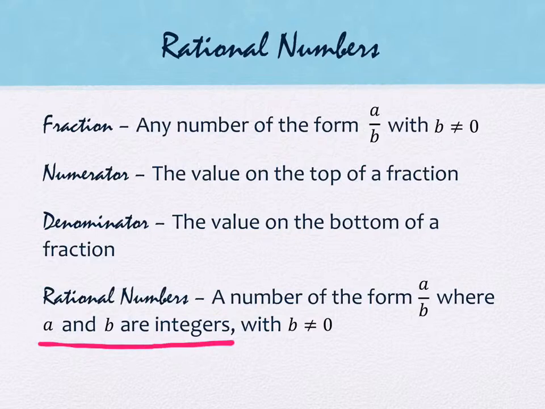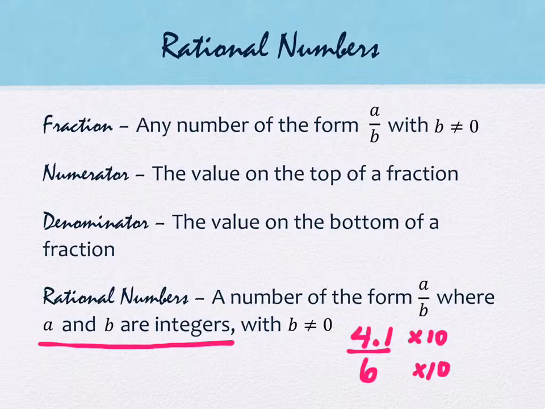And maybe they don't actually look like integers to start with. Like for instance, maybe something starts out looking like 4.1 over 6. Well, 4.1 is not an integer. Integers are like whole numbers, positives and negatives. But we can change the view of that fraction, and we'll talk more about this later, for instance, by multiplying by 10 on top and bottom. So it becomes 41 over 60. And 41 and 60 are integers.